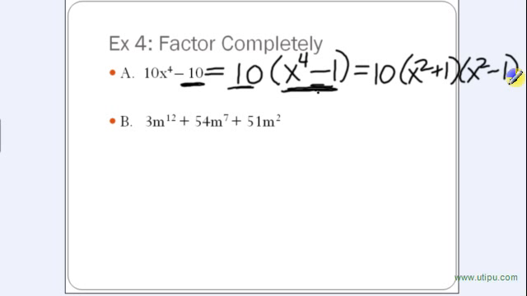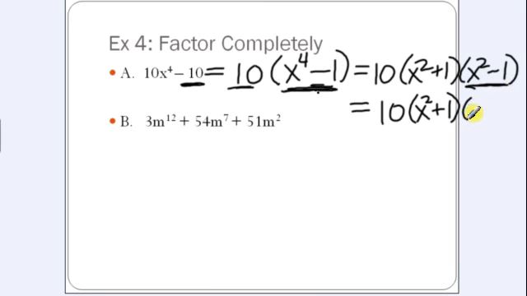Now, I can still go yet further with this. The x squared plus 1 is not the difference of perfect squares, and because it's actually the sum, we can't split it up any further. However, x squared minus 1 is the difference of perfect squares, so I can factor it into x plus 1 times x minus 1, the sum and difference pattern.